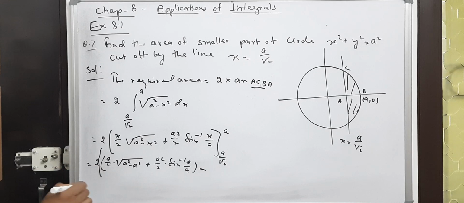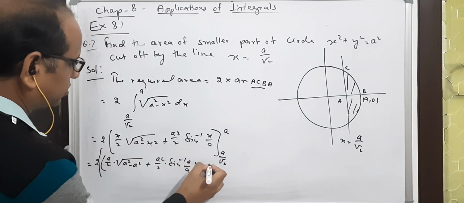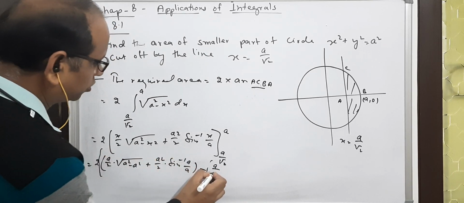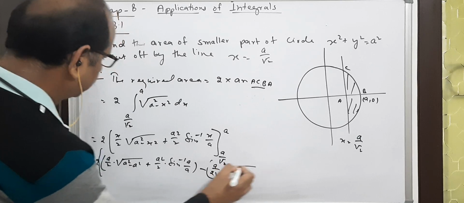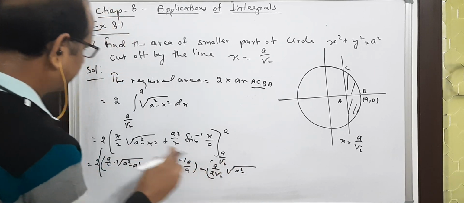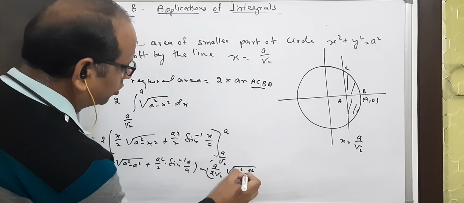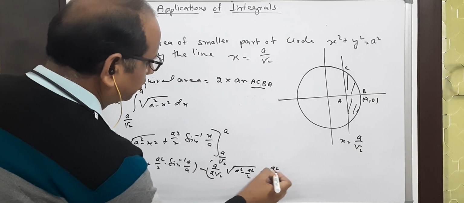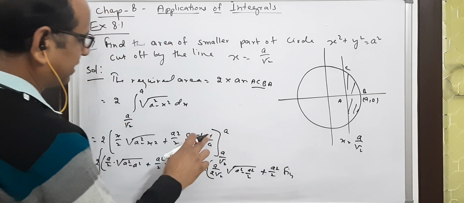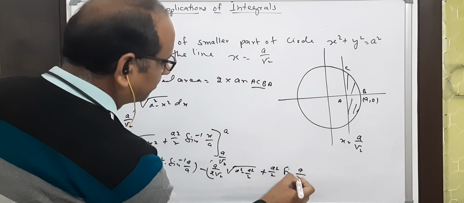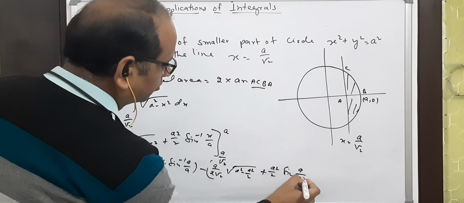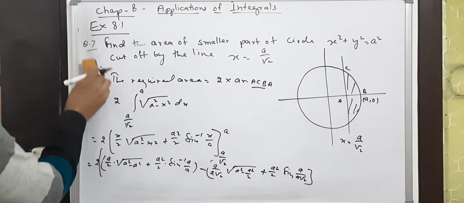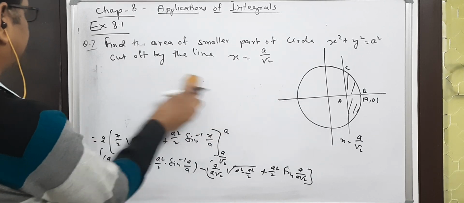Minus, and this 2 will be as it is, minus a by 2 root 2, in the root a square minus x square. So a square by 2 plus a square by 2 sine inverse a by root 2. So a by root 2. That is the answer for this. Now, this is to be simplified very nicely in total to get the final answer.